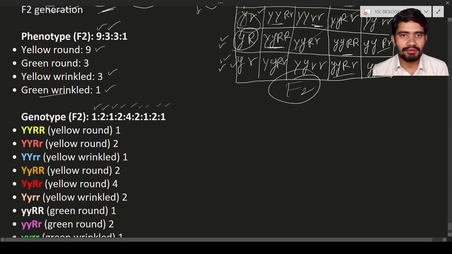It is 1:2:1:2:4:2:1:2:1. So again we have a small trick to remember. Just remember 1, 2 and 4. Okay, 1, 2, 4. Now write these in the reverse direction. After the 4, write it in the reverse direction.